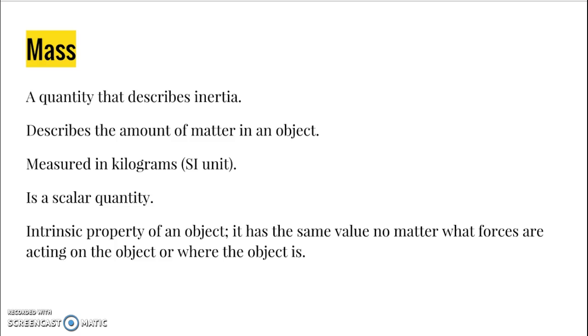Mass is a scalar quantity. It only has magnitude. It has no direction, right? It doesn't make sense for it to have a direction. And mass is also an intrinsic property of the object, right? So it doesn't matter what forces are acting on the object or where the object is, it's going to have the same amount of mass. It's going to have the same amount of matter. It doesn't matter what force is acting on it, it has that same amount of matter, so it's going to have the same mass.